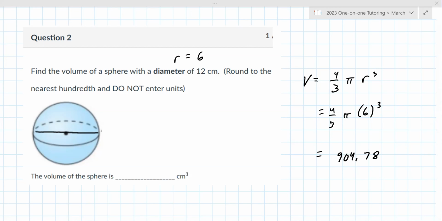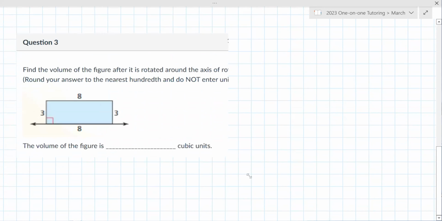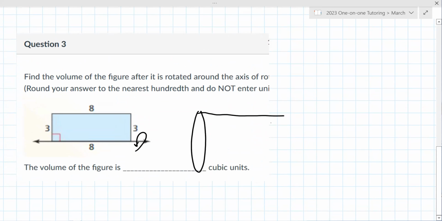All right, three is one I think you had an issue with before. I'm pretty sure, yeah. So the issue here is, what does it look like after you rotate it around this way? It is a cylinder, and the height is still 8. The radius, though, can you tell me the radius? The radius is 3. Yes. Now you've got all the information you need.